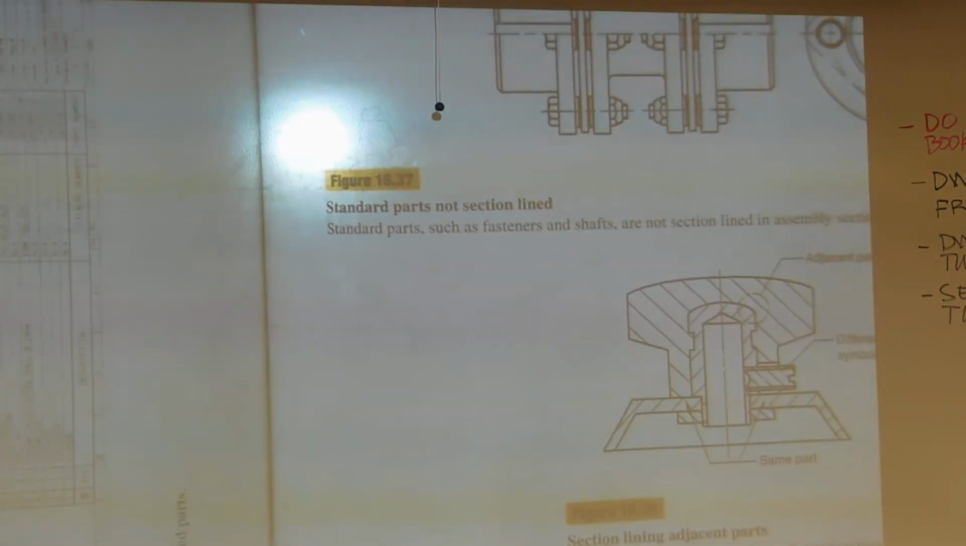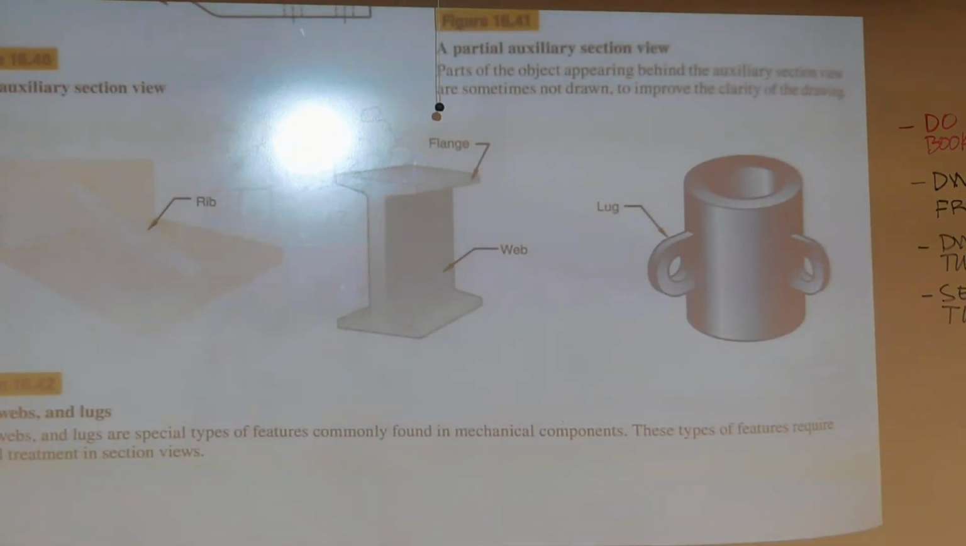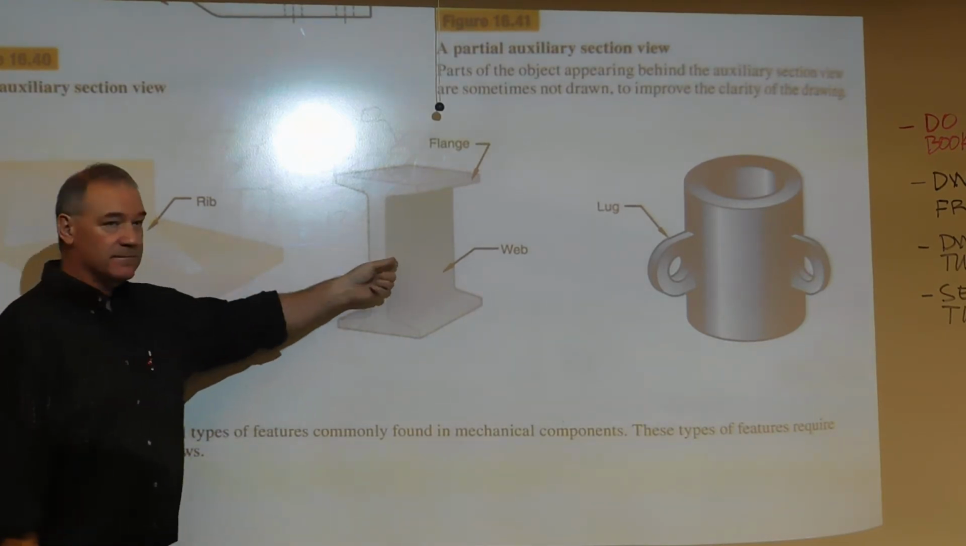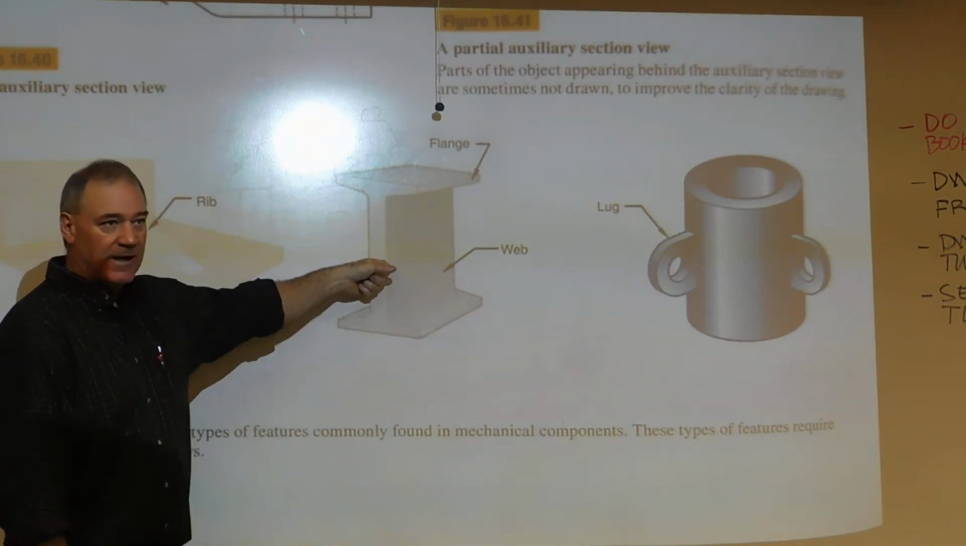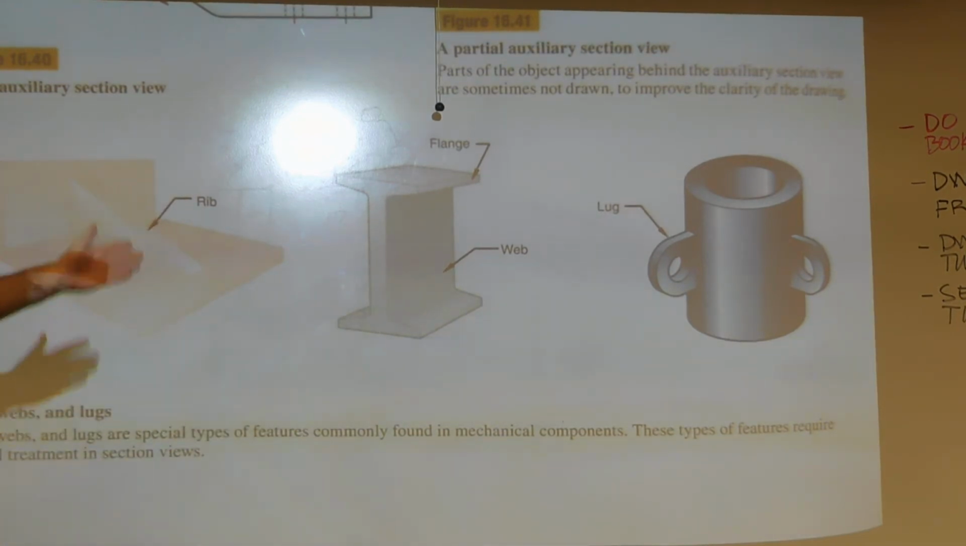So first off, structural item. What is a structural item? Let's go to page 784. Structural items like ribs. This is a rib. Any device that holds things up. Webs. We use a lot of webs as a structural item. We use them in circular devices. We use them in this case where they're looking at kind of a wide flange beam.